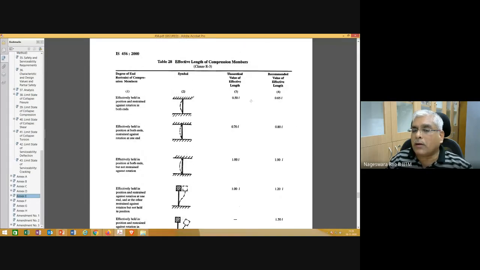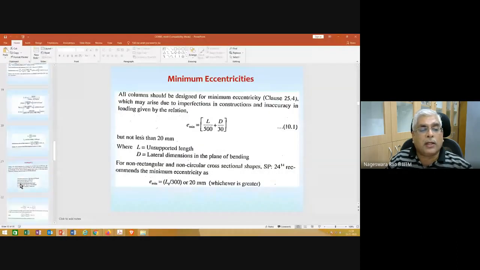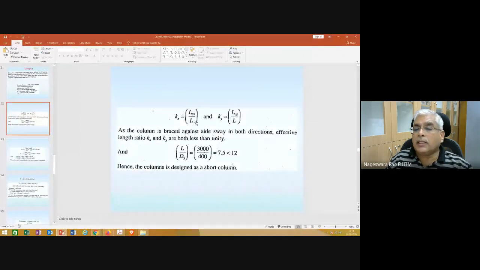So for braced columns, you can see this coefficient, whatever the recommended value of effective length, it is always going to be less than or equal to 1. That is the point that is made here. In the example, it is mentioned that as the column is braced against side sway in both directions, effective length ratios Kx, Ky are both less than unity.